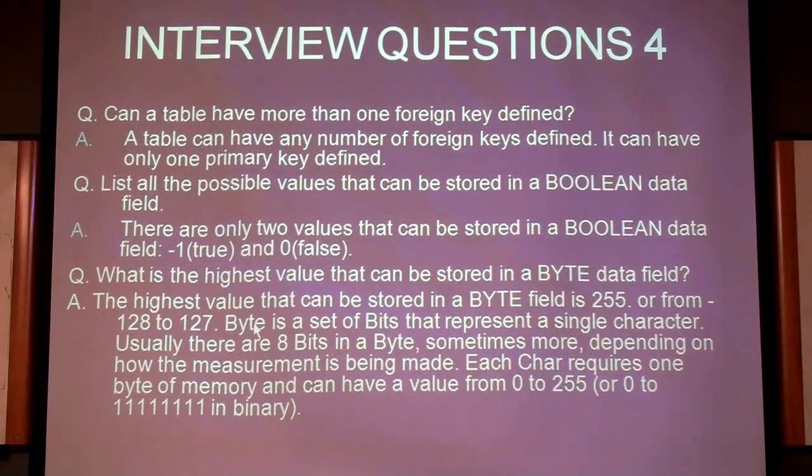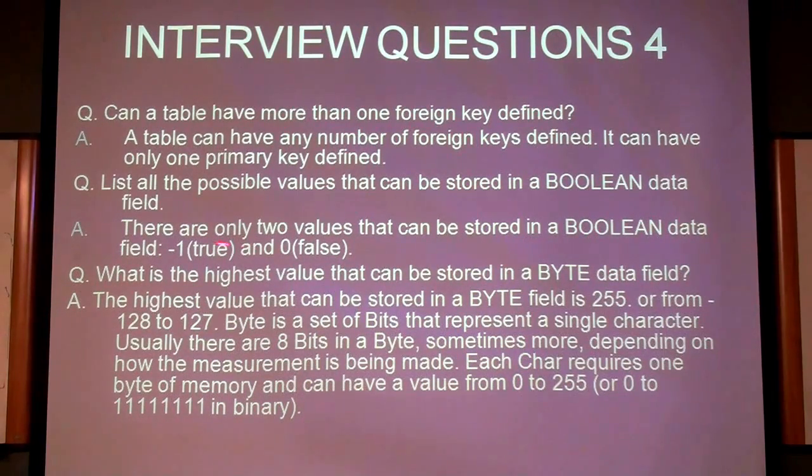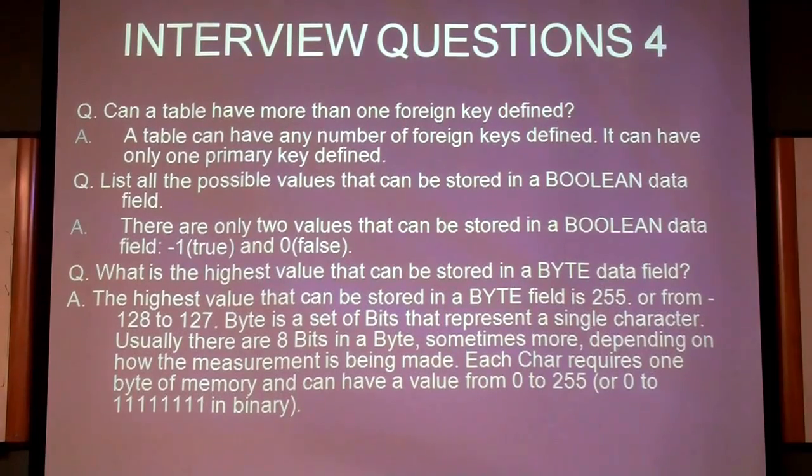Said that, Boolean, we didn't cover that, but basically we have 1 or 0 in Oracle. It may differ from database to database, but it can store only one of these two values, either 1 or 0. If you define a field as a Boolean data type, you can store only one of these two values. Same with byte. Byte is storing a single character, ASCII code from 0 to 255.